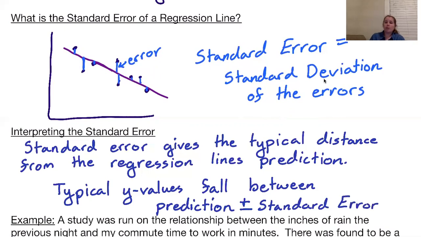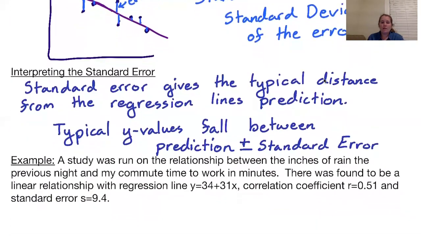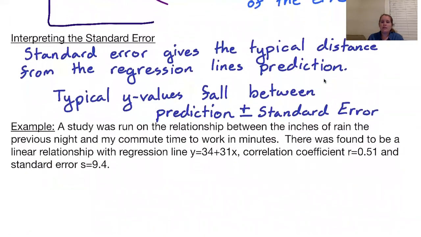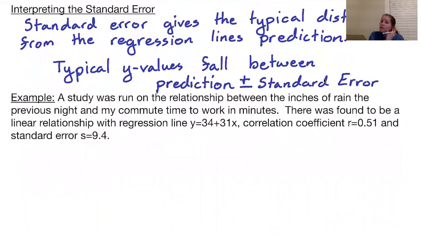So we'll do an example of this. We're back to our rain versus commute time. The study was run on the relationship between the inches of rain the previous night and my commute time to work in minutes. There is found to be a linear relationship with the regression line y equals 34 plus 31x, correlation coefficient r equals 0.51, and standard error s equals 9.4.